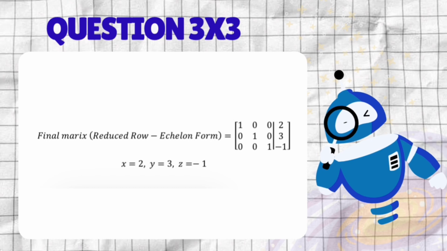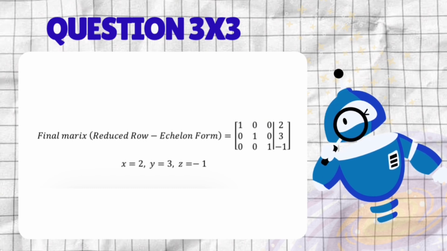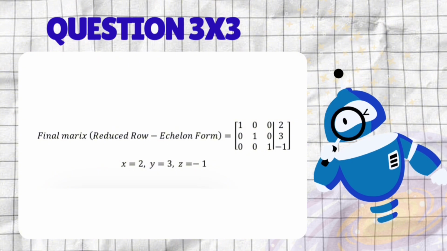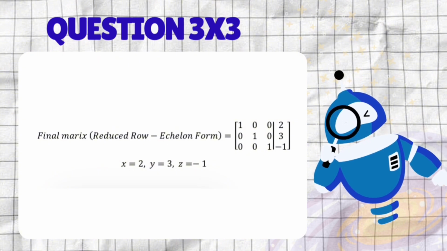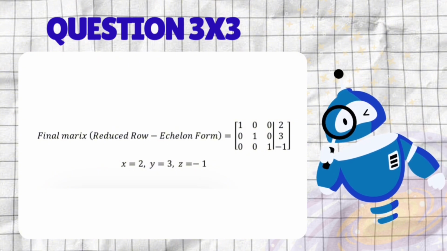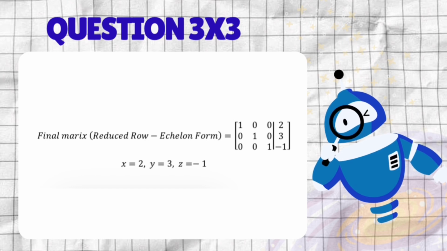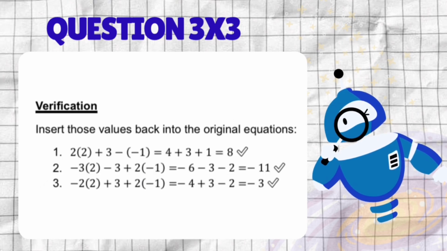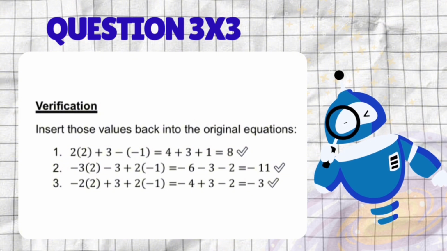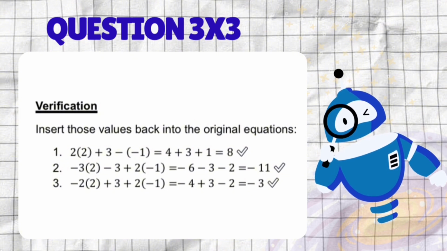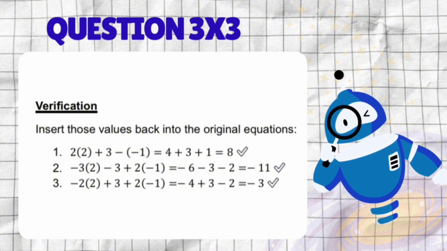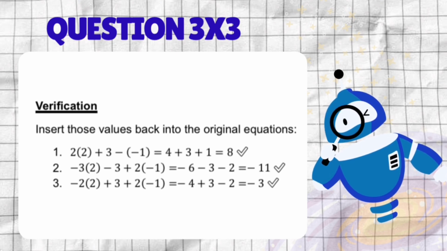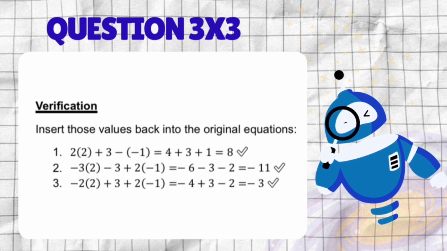Now the matrix is in reduced row echelon form, so we can read the solution directly. So now we get our answer, which is x equal to 2, y equal to 3, and z equal to negative 1. To confirm if this answer is correct, we have to substitute back into each original equation. If we get the same numbers, that means it's correct.